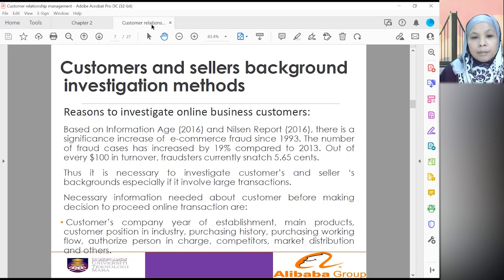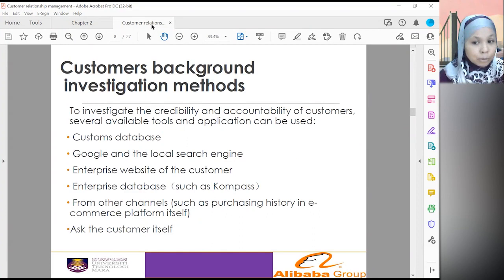So there are many reasons to investigate online business customers. There are a lot of frauds going on, because when you are doing things online, anybody can pretend and just lie about their businesses. How are you going to buy products in large volumes if you do not know the seller's or the customer's background? Don't forget, we are talking about B2B.